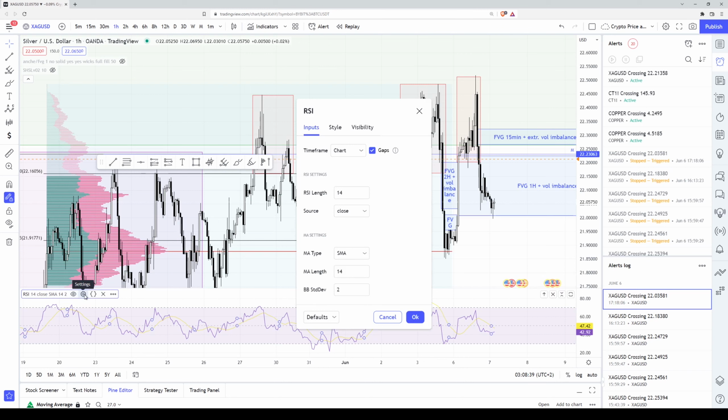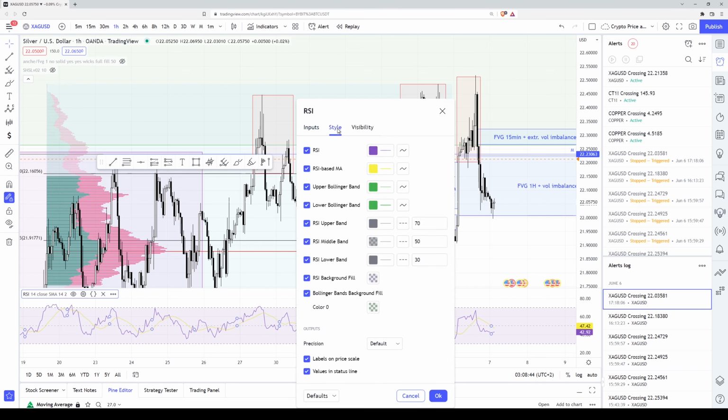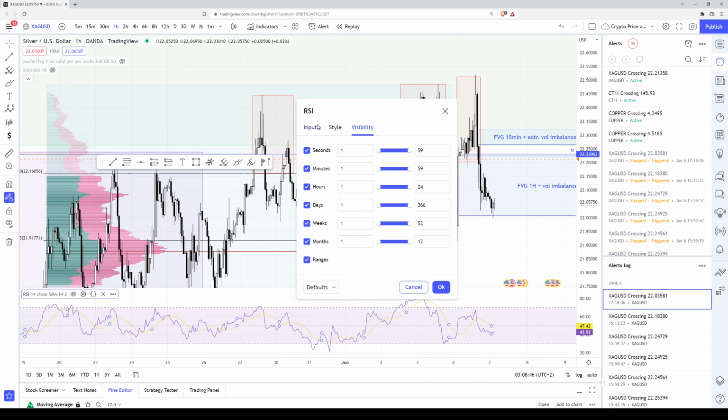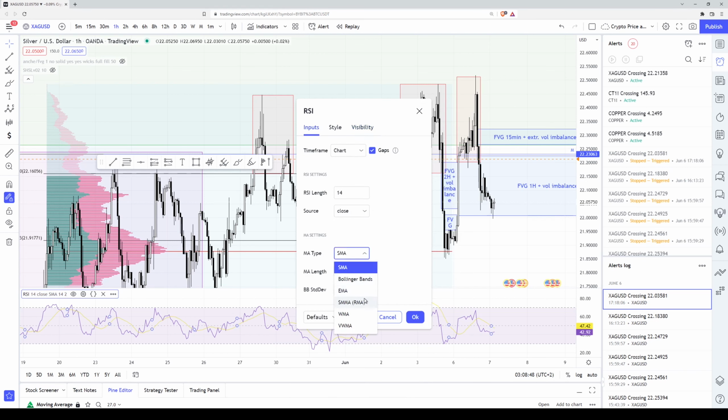By pressing this button, so the button for settings, you can change the input for your indicator, you can change your style, the visibility, and in this way you can change the way your insights are getting out of the market. And in this way you can change it accordingly so you get an insight of what happens in the market. So for example, if you look at RSI, the moving average type, you can change it to the exponential moving average or to one of the other kinds.